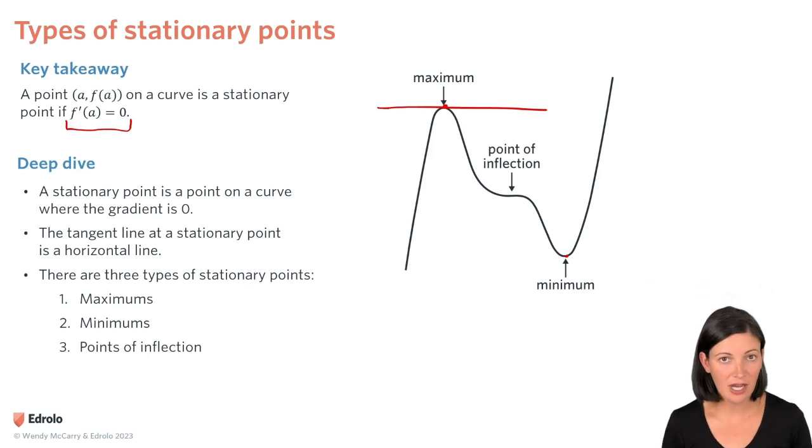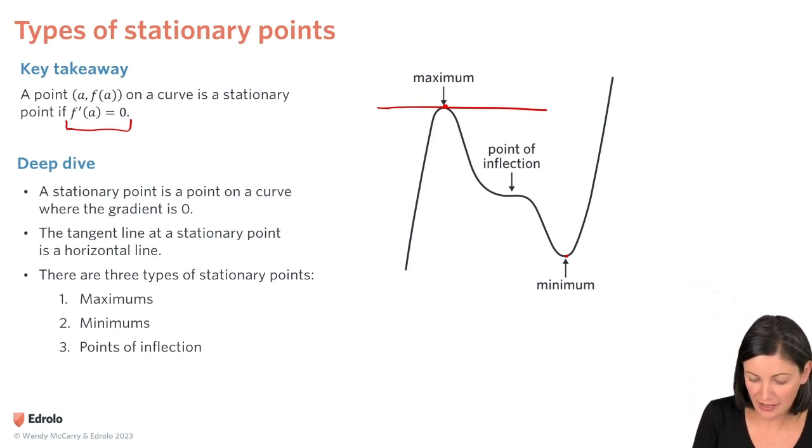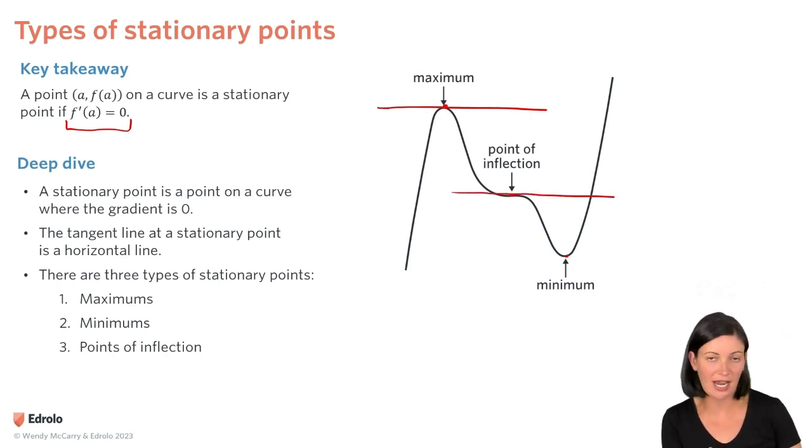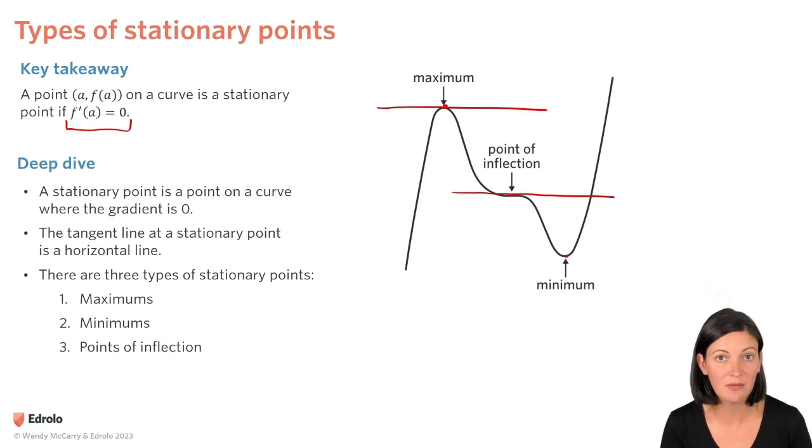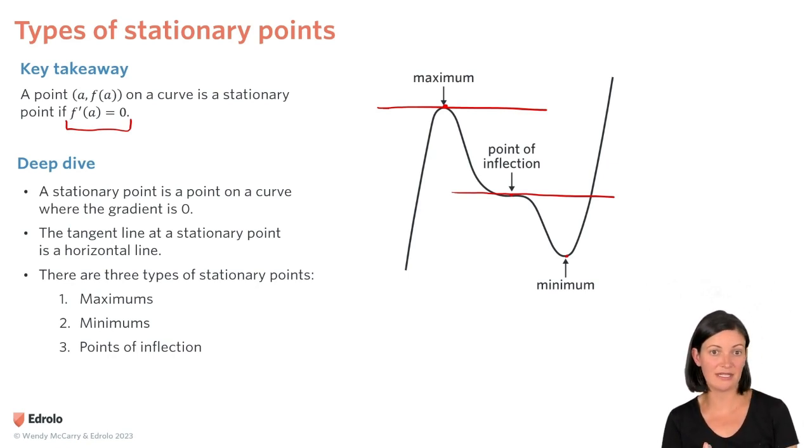And then we have a different kind of stationary point, which is called a point of inflection, okay? And that's where, if you take a look, the tangent at one particular point would have a gradient equal to 0, but we don't have a maximum or a minimum, okay? And those are our points of inflection. So let's take a look at each of those in a little bit more depth.